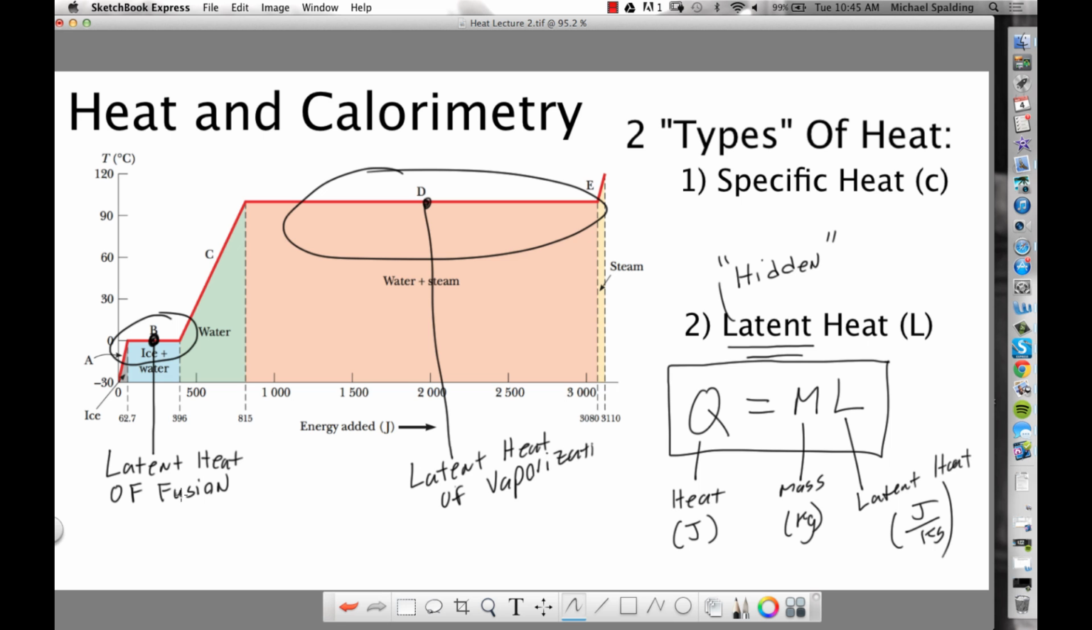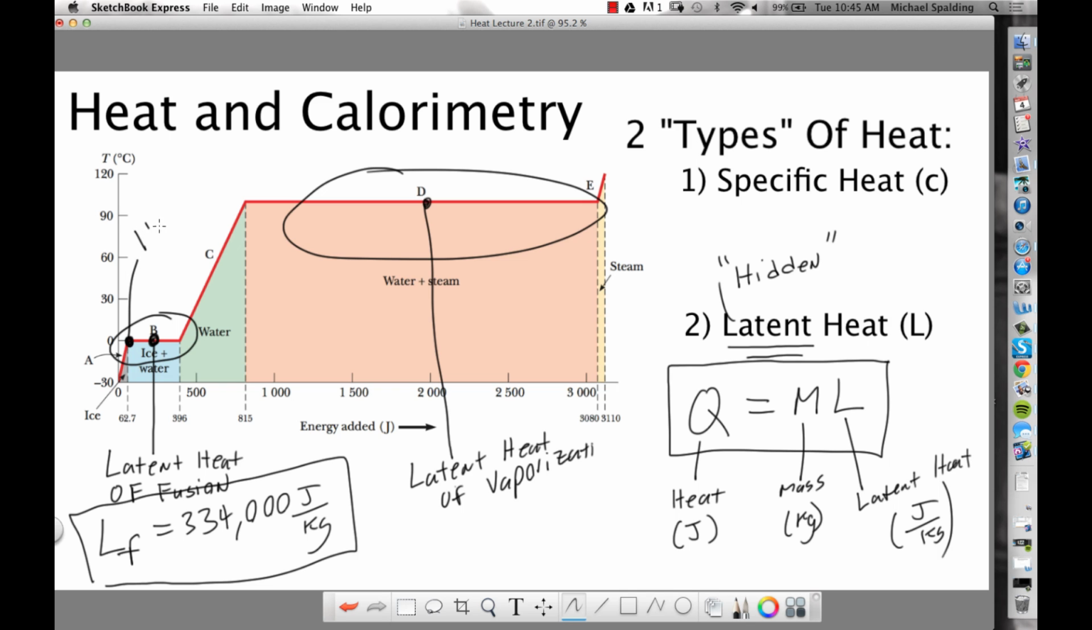Okay? So for water, the latent heat of fusion, which you'll see as L sub F for fusion, is 334,000 joules per kilogram. Now, what does that tell us? Well, it's pretty simple. If you had 1 kilogram of ice at 0 degrees Celsius, how much energy is required to get that across to water?